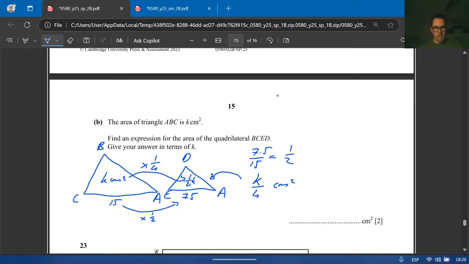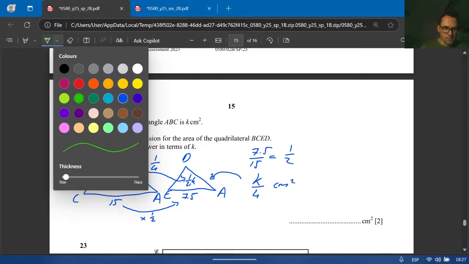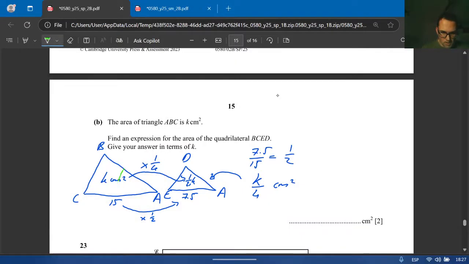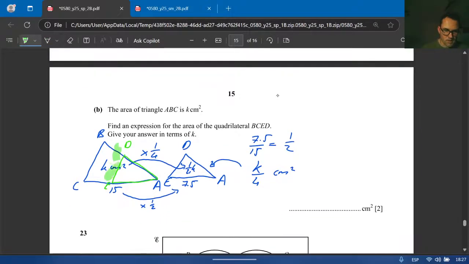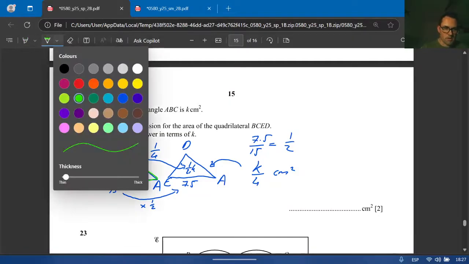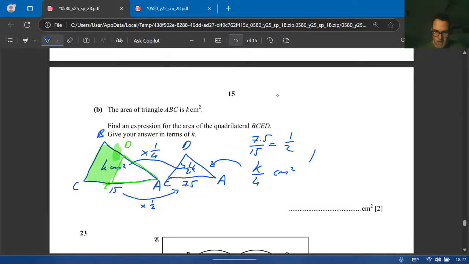Okay, now they've taken this triangle, this one, and they put it over that one there, like this. And that is D, and that is E, and they want us to tell what is the area of the quadrilateral BCED, this part here, okay? So it's the whole k minus the area of this one. So what's that going to be? That's going to be k minus a quarter k.